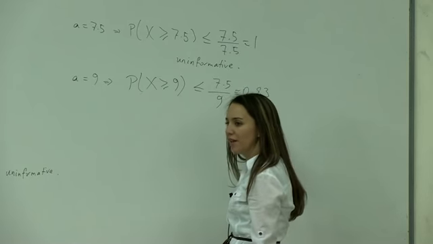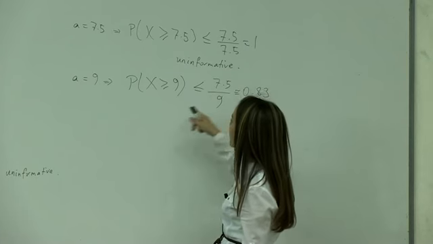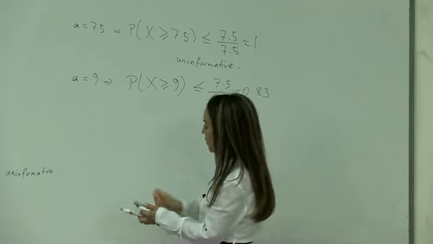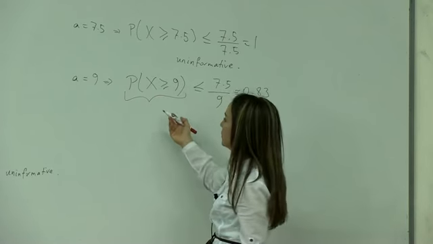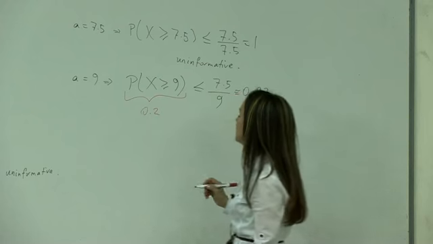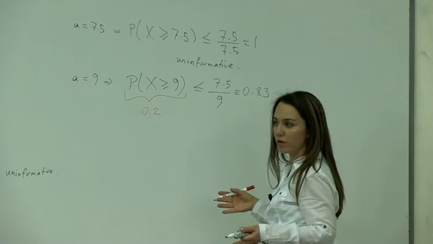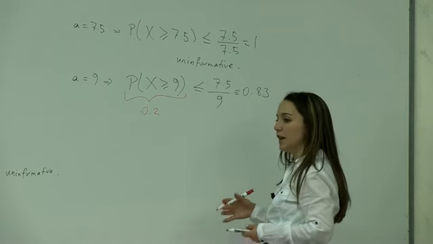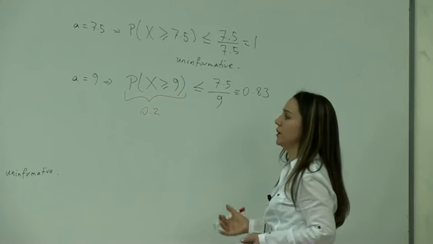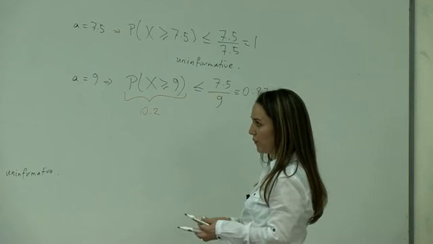It's correct. However, it's really still quite far, still quite loose because we know that this probability is actually equal to 0.2. Right. So, this just shows us the limitations of Markov inequality. The Markov inequality can be more useful for other distributions, but most of the time it's going to be loose.